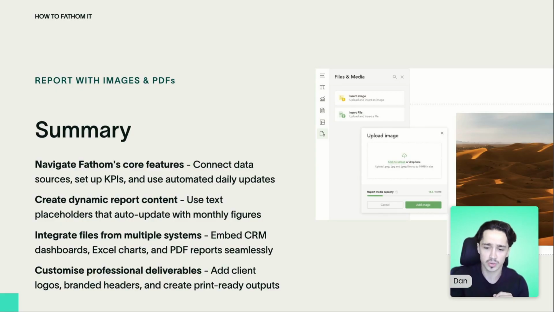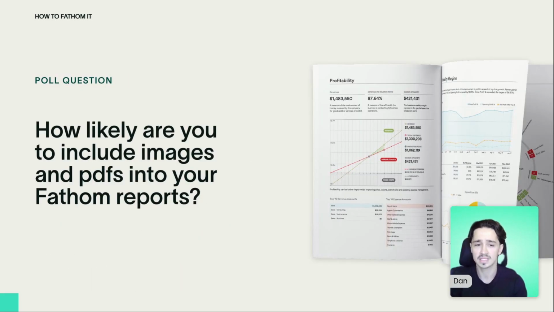That does shortly bring us to our live Q&A, and it's great to see how many people have asked questions in there. But my last poll comes: how likely, following today's demo, would you be to include images and PDFs in your Fathom reports? The poll should be up any moment. And again, as much feedback as possible in here would be great. That should be live on your screens on the right-hand side.